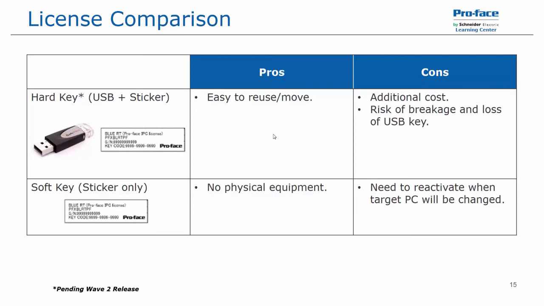change the licensing over from soft key to hard key. Now you're able to develop or modify the application. Once you're done, switch the licensing back over, remove your key, and now you're back to runtime only. However, this is an additional cost, and also you risk breakage and loss of the USB key.